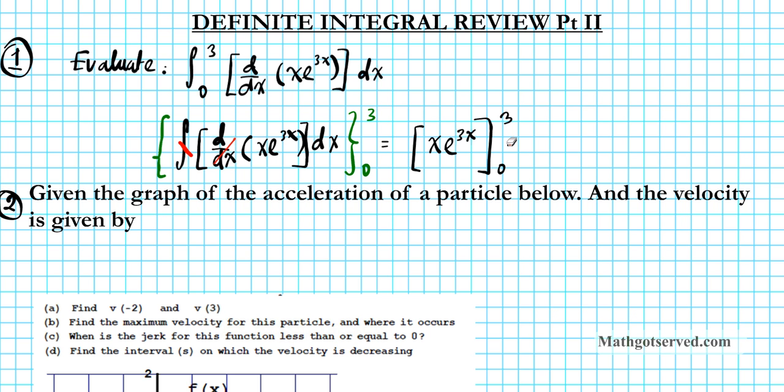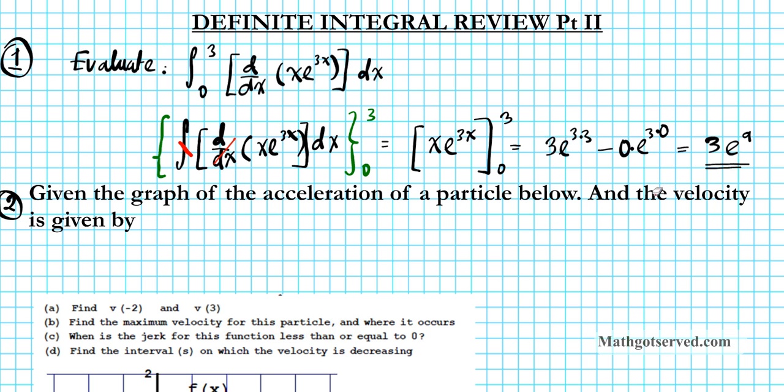So what does this mean we should do? We evaluate this expression at the upper limit minus this expression evaluated at the lower limit. So we're going to have 3 e to the 3 times 3. Plug in 3 into the 2 x's, 3 times 3, minus 0 times e to the 3 times 0. You can clearly see that this entire expression is 0, and you're left with 3 e to the 9th power. Alright, so there goes your final result.